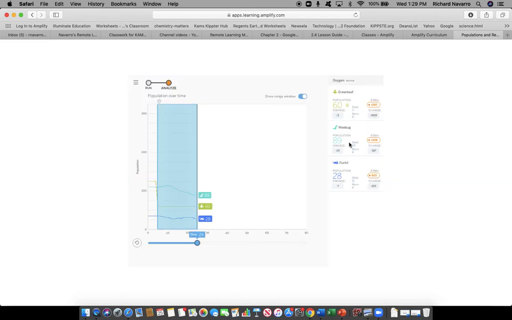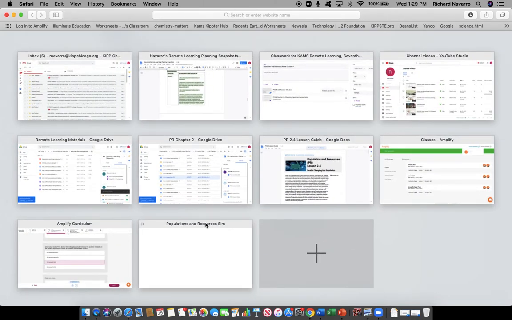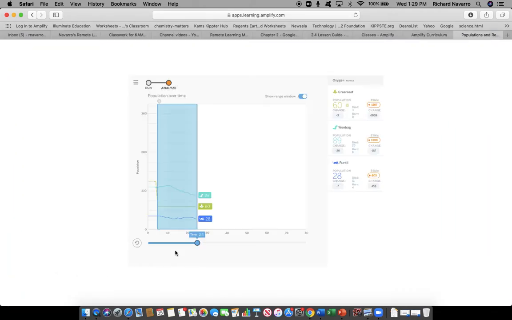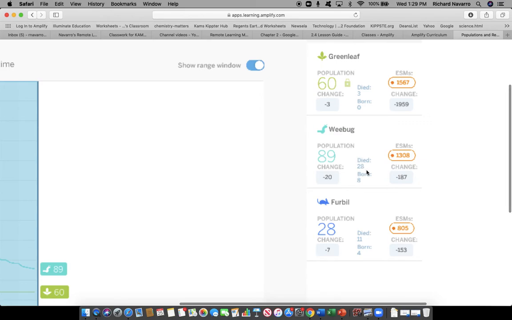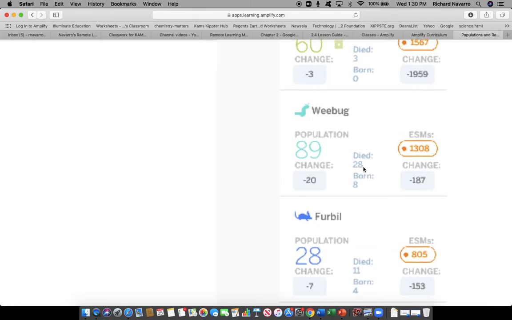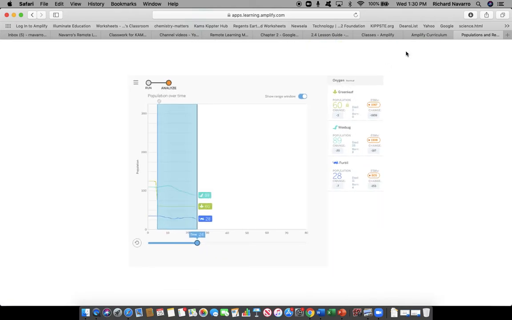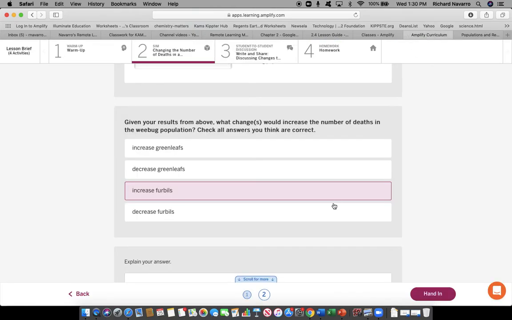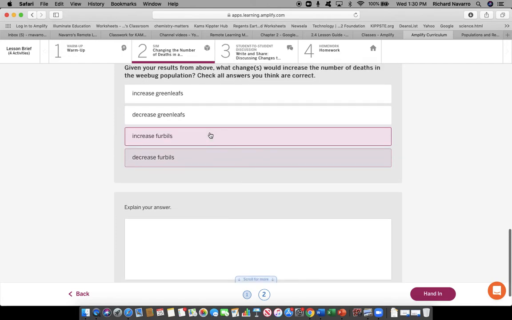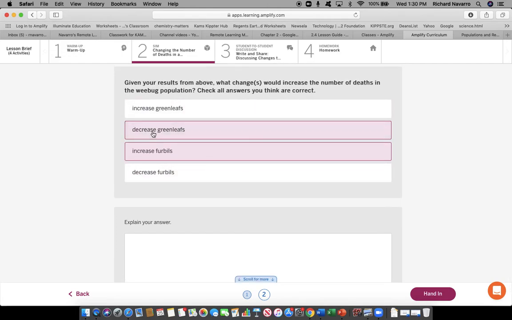So here, you can see that we've had 28 deaths in the wee bug population. So we definitely increased the average number of deaths when we limited the food supply. So we could also use the information that decreasing greenleaves would also increase the number of deaths in a wee bug population.